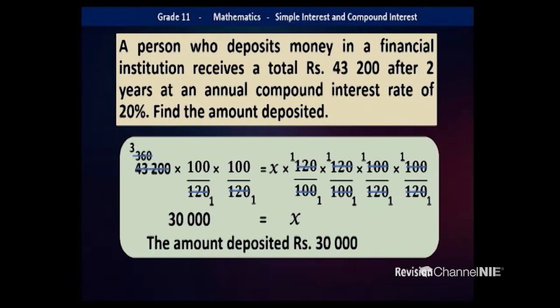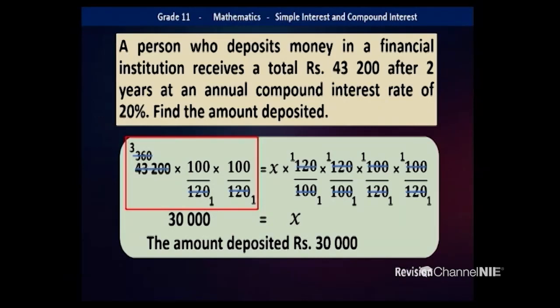They didn't ask x. x is something we took. Therefore our final answer should be given in the terms they ask. They ask find the amount deposited. The amount deposited is rupees 30,000. Now look at the left side of this. Now we can work out this sum without taking x. 43,200 into the reciprocal of 120 upon 100.